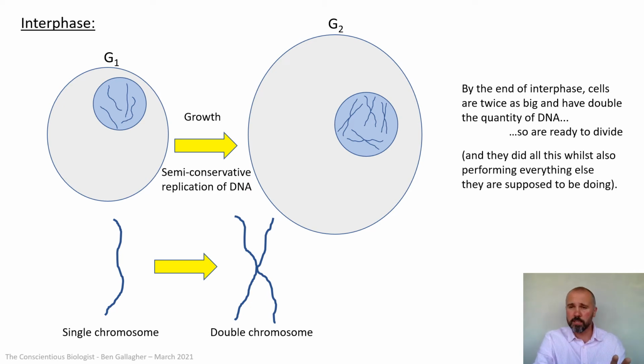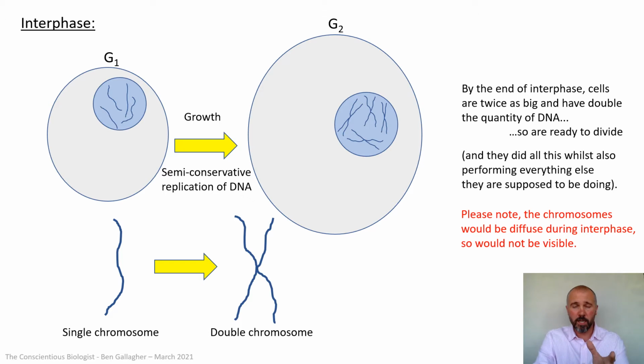And they did all of that stuff whilst also performing everything else that they're supposed to be doing, all their normal metabolism. Now, really, really vital point. My diagram's slightly misleading because chromosomes would be diffuse during interphase, so they wouldn't actually be visible. So if you were looking at a cell in G1 and G2, you wouldn't actually see the chromosomes like I've got here. I've only made them visible, so it's easier for you guys to see what's going on.